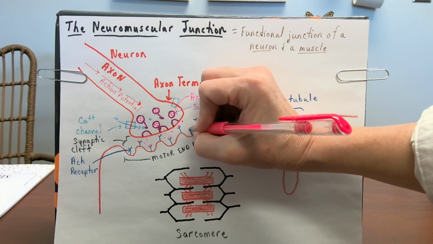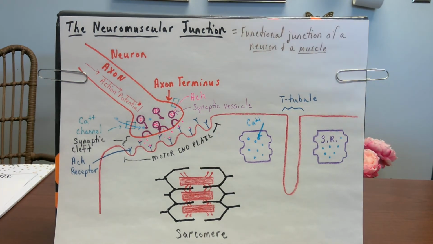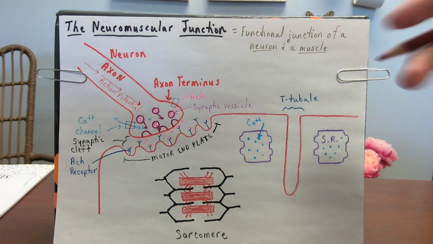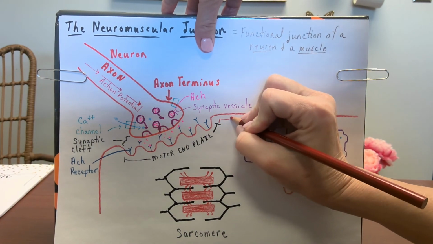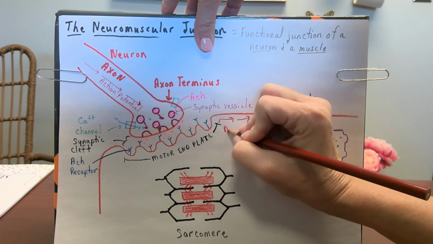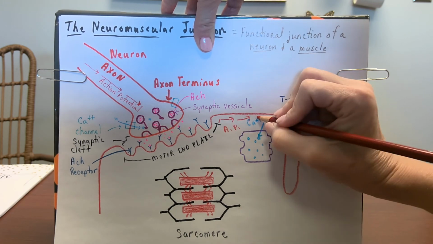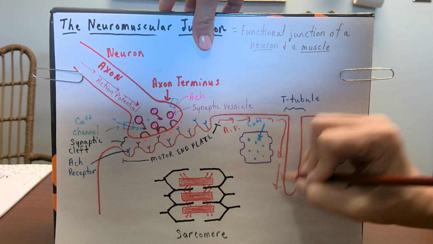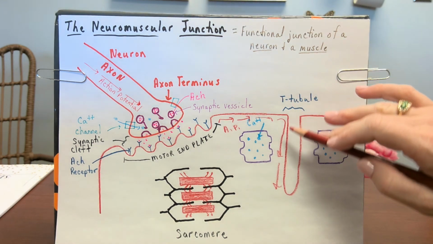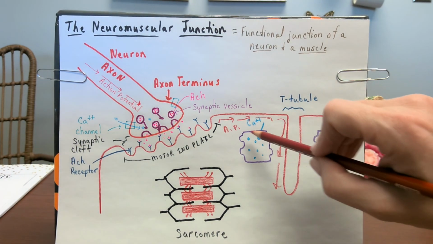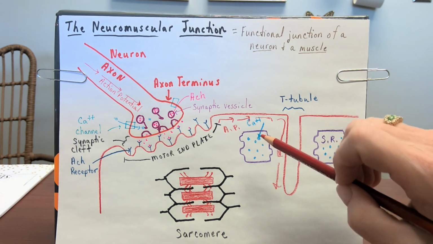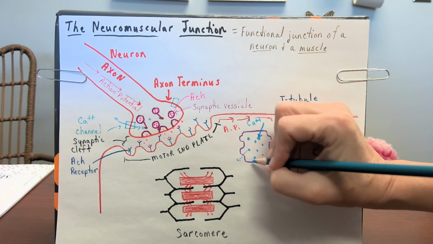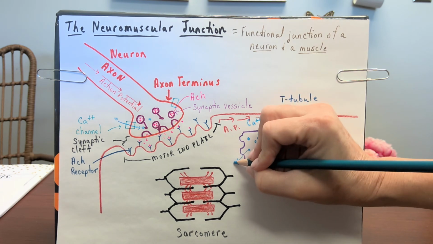When ACH binds to the receptor, that's going to trigger an event, which is going to generate an electrical event, or in other words, another action potential along the sarcolemma. So we're going to get another action potential here. I'm going to abbreviate AP. When that action potential hits the T-tubule, it's going to travel down the T-tubule. When it travels down the T-tubule, that's what's going to cause the sarcoplasmic reticulum to release its store of calcium. So that calcium is going to be released in response to that action potential moving down the T-tubule.